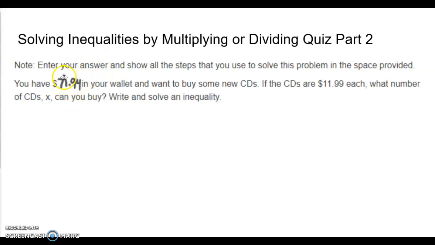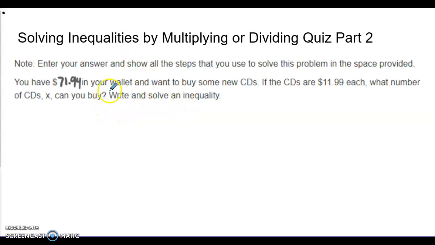All right, so it says enter your answer and show all the steps that you used to solve this problem in the space provided. You have $71.94 in your wallet and you want to buy some new CDs. If the CDs are $11.99 each, what number of CDs X can you buy? Write and solve an inequality.